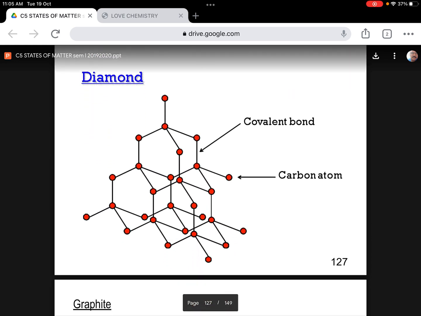This is how diamond looks in 3D. And look at the arrangement of atoms. All the atoms are arranged in a tetrahedral format.